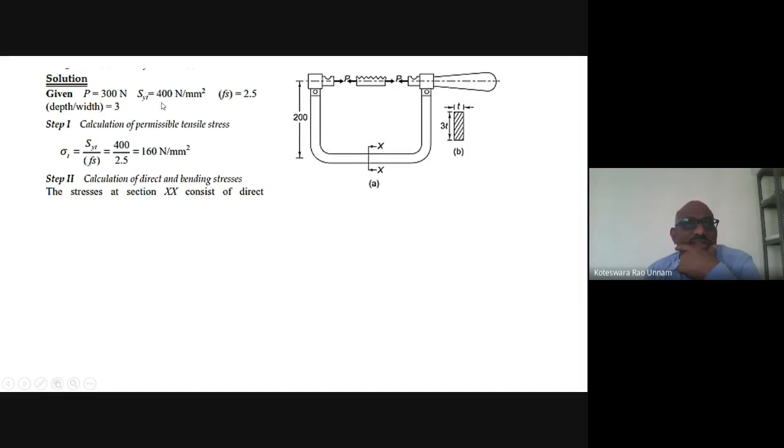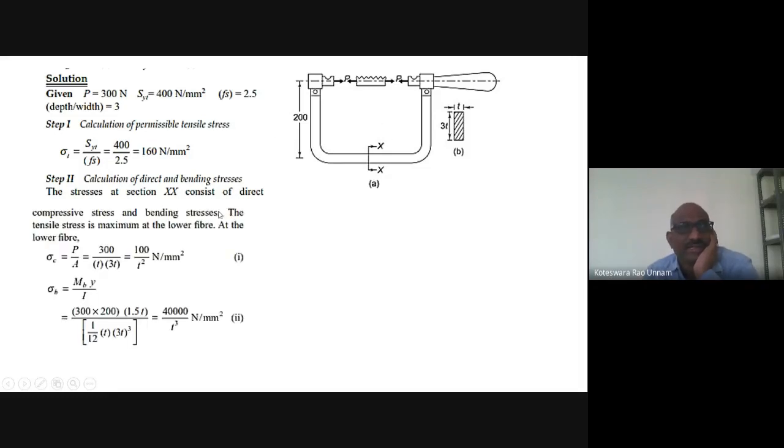P is given as 300 newtons, SYT 400, Fs is 2.5, depth to width ratio is given as 3. So first we calculated the permissible tensile stress, that is sigma T is nothing but SYT by Fs, which is 400 divided by 2.5, which comes out as 160 MPa. Then first we calculate the direct stress. Direct stress is nothing but sigma. It is compressive here, which is going to be P by A, 300 by P into 3T, which is 100 by T square. So you'll get it as 100 by T square Newton per mm square or MPa.